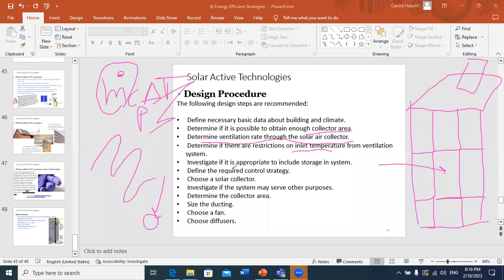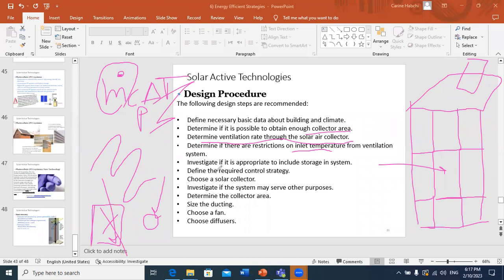You should investigate if it's appropriate to include a storage system or not, because including a storage system will add to the initial cost. So if you study your system and you don't have excess of energy, you don't put a storage system, because in this case you will put an initial cost and you will not get any benefit. On the other hand, if you have days where you have excess of energy and this excess is worth storing, because it will reduce the energy bill, then you can go for it.